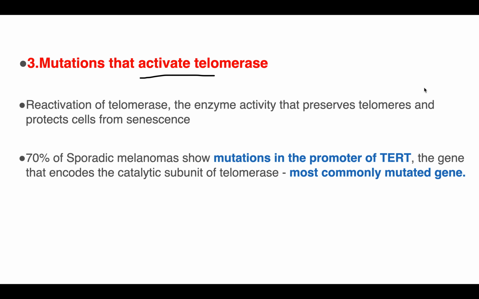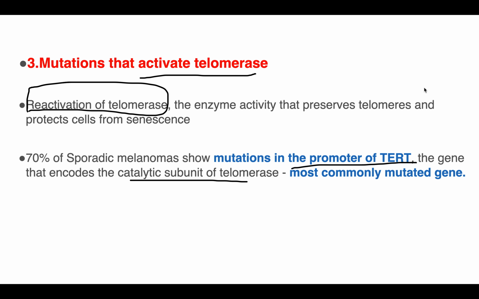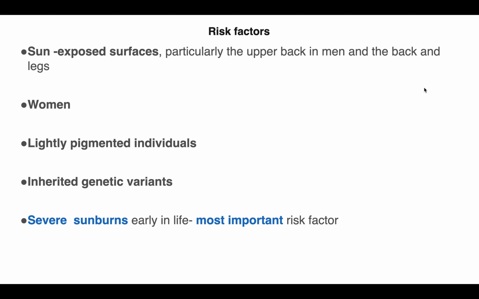Then you have mutations that activate telomerase. There are telomeres which preserve and protect the cells from senescence. So if there is reactivation of telomerase, it will again lead to longevity of cells, it will lead to proliferation of cells, and therefore mutations that activate telomerase will again lead to melanoma. Mutation in the promoter of TERT, which encodes the catalytic subunit of telomerase, is the most commonly mutated gene in case of activation of telomerase.